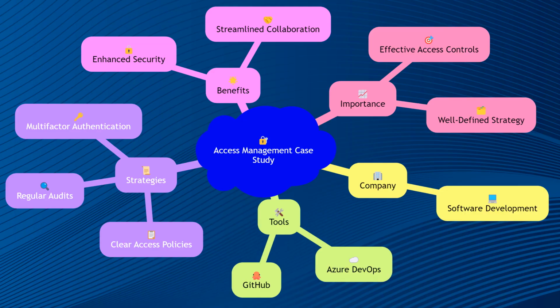Consider a case study of a software development company that successfully implemented access management in Azure DevOps and GitHub. By defining clear access policies, regularly auditing permissions, and using multi-factor authentication, the company was able to enhance security and streamline collaboration. This case study highlights the importance of a well-defined access management strategy and demonstrates the benefits of effective access controls in a DevOps environment.